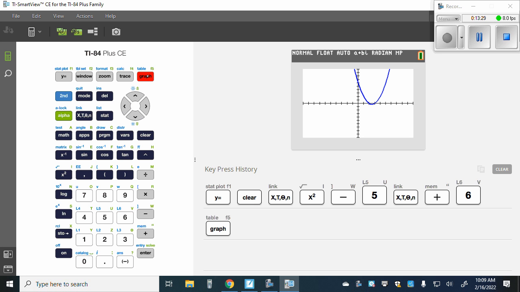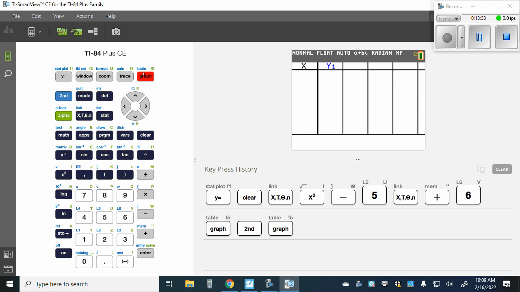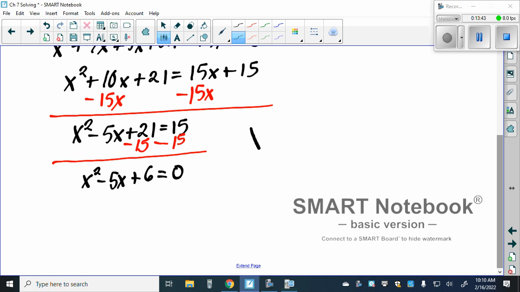And let's see. Up. There and there. If we go second graph, again, we're looking for y is 0, and the x values where y is 0 are at 2 and 3. So that tells me x is equal to 2 and 3. And a way that we can write it is 2 comma 3.